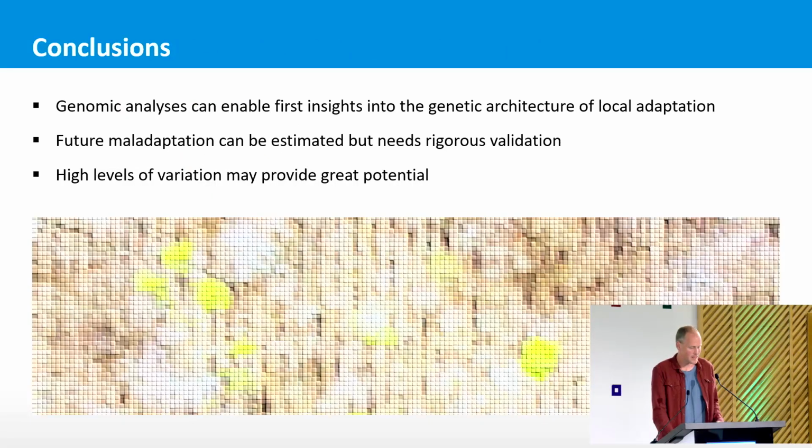This brings me to my conclusions. So I really think that genomic analysis gives us first insights into the local adaptation. We can estimate maladaptation, but we really need rigorous validation. We need new trial sites specifically designed for this purpose. And to end on a positive note, I think that these high levels of variation in forest trees really provide a great potential, and I look forward to continuing working on forest genomics for the next years.